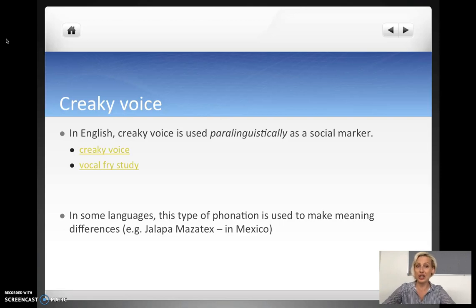And again, when you watch the video, I would like you to think about what the interpretation of that is. And again, in some other languages, there are actual linguistic differences. So you might have a modal vowel or a creaky vowel, and they could create a meaning difference. So now I would like you to watch the other videos so that you see and hear what the modal, breathy, and creaky voice sound like.